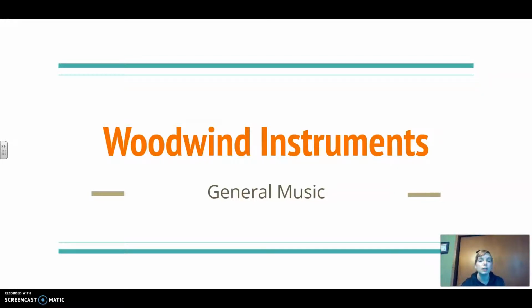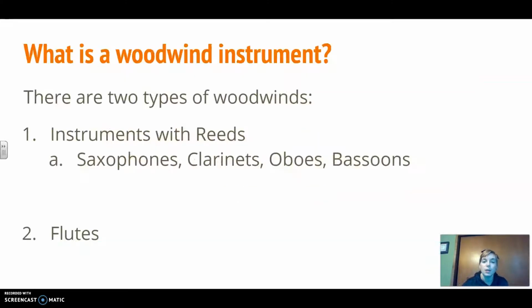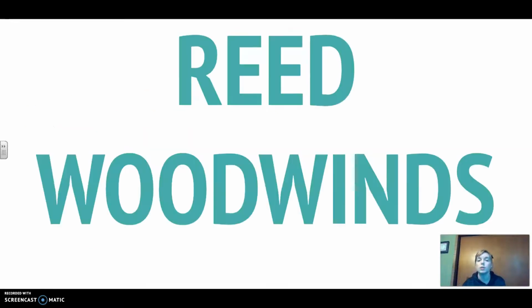There is a worksheet that goes along with this, right along with the PowerPoint. So you can follow along with that, and that'll help you go through the sheet so you don't miss anything. So there are 2 types of woodwind instruments. There's instruments with reeds, so that's a saxophone, clarinet, oboe, or bassoon, and then there's flutes. Flutes do not use reeds. We're going to start with reed instruments, reed woodwinds.